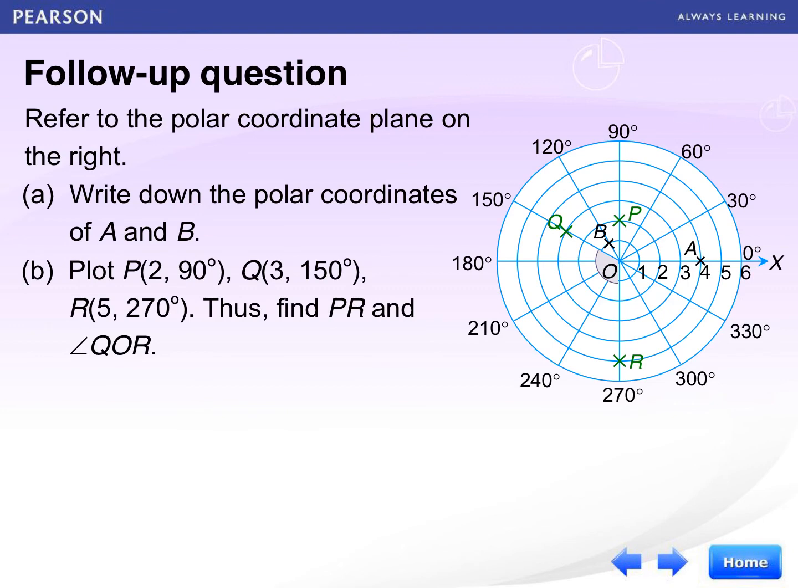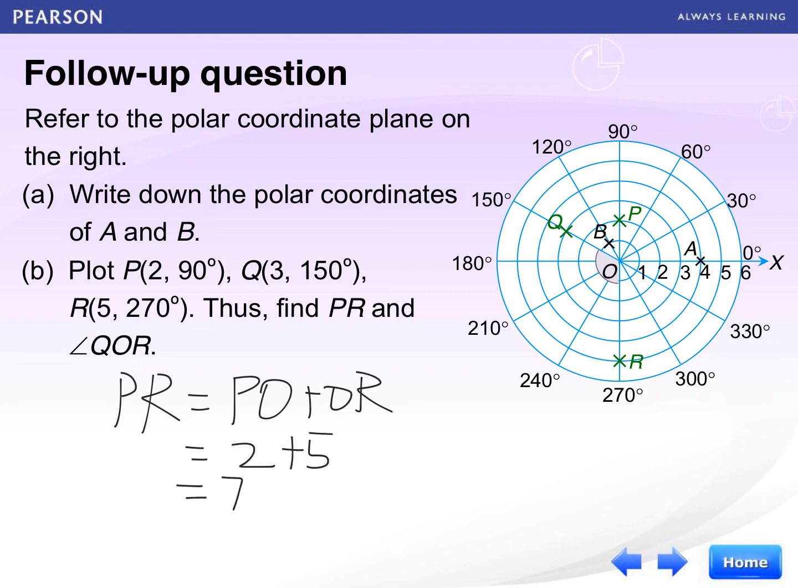For part (b), you have to plot the points P, Q, and R first. Okay, P, Q, and R. P is here, Q is here, R will be here. And then we have to find PR and angle QOR. For PR, it is actually PO plus OR, which means 2 units plus 5 units. So PR is actually 7 units long.